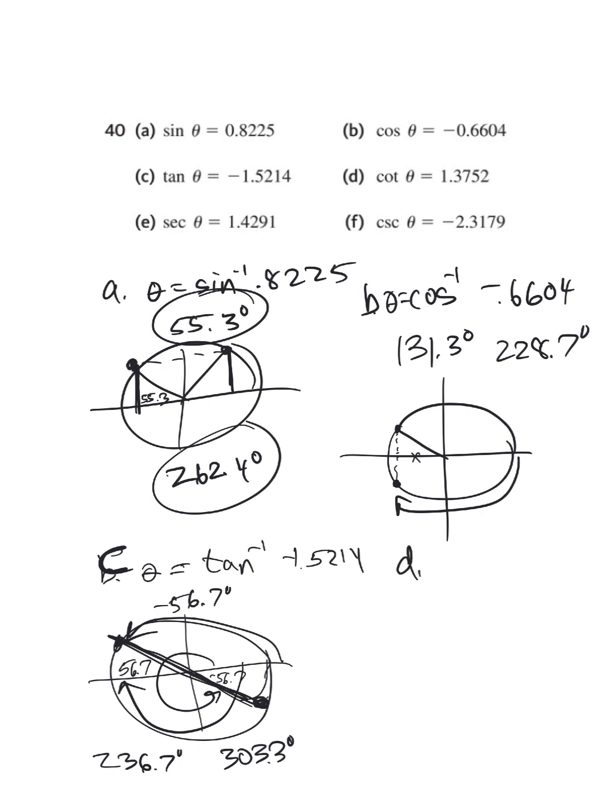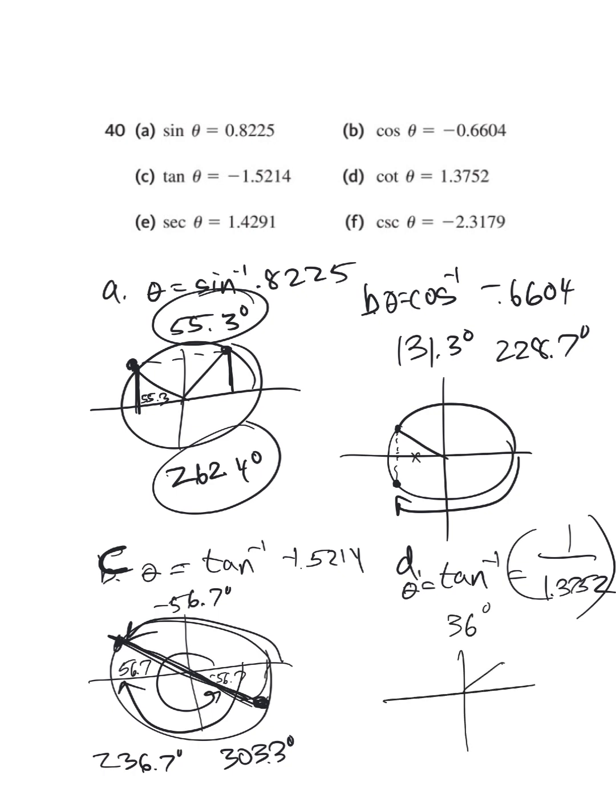Okay, and then D, cotangent or 1 over the tangent. So instead of 1 over the tangent, we'll do the arc tangent of 1 over 1.3752. So 1 divided by 1.3752, and take the arc tangent of it. You get 36.0 degrees. It's also a 180 degree difference, so our first one's 36, and the second one would be 180 plus 36, or 216.